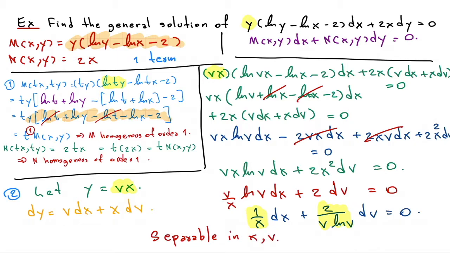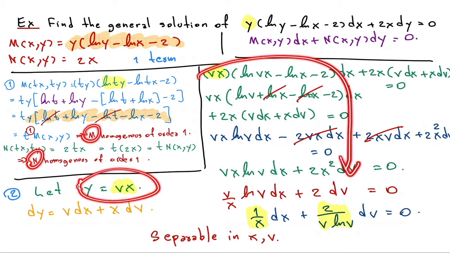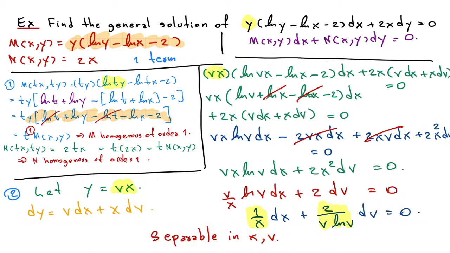So guys, when you check and you know that M and N are homogeneous of the same order, and you do this substitution, it's 100% that after you do all this substitution, you need to get a separable differential equation. If you don't get the separable differential equation, it means that you did something wrong somewhere. I don't know where, but you definitely did something wrong.